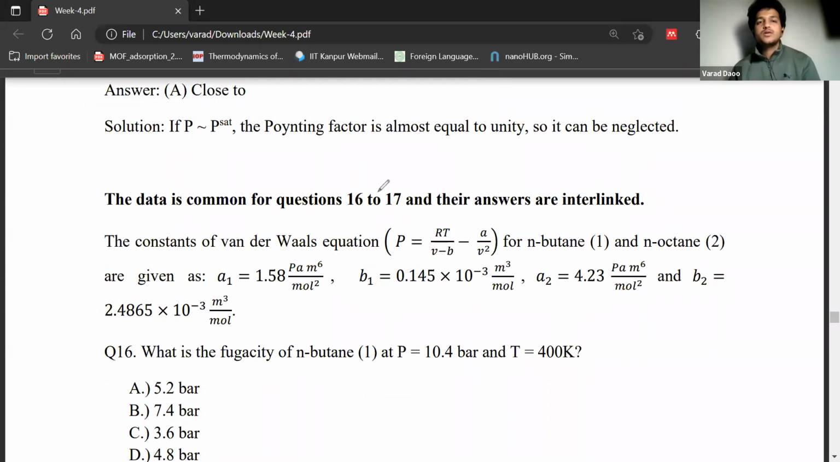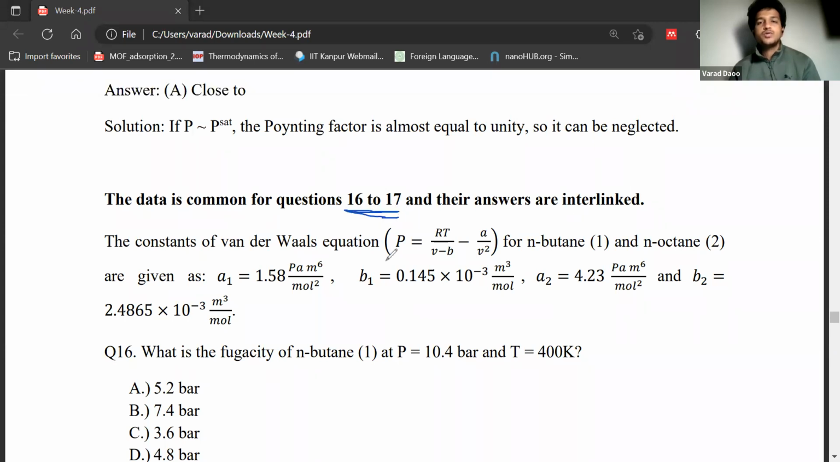So this is also a linked question. Okay, so what we are given, the constants of the van der Waals equation. This is the van der Waals equation which has been given to us, and we have a binary mixture of butane and octane. The van der Waals constants A and B for both butane and octane have been given. So A1 is 1.58, B1 is 0.145 into 10 to the power minus 3, A2 is 4.23, and B2 is 2.4865 into 10 to the power minus 3.